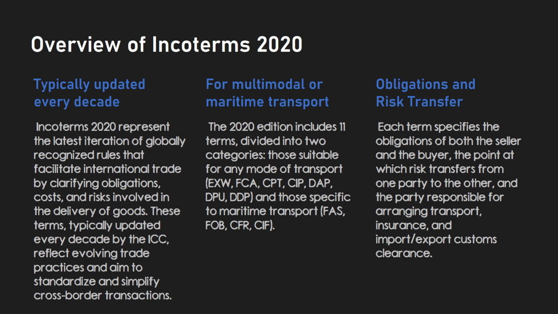Typically updated every decade by the ICC, the 2020 edition includes 11 terms, split between those for any mode of transport and those specific to maritime transport. Each term defines the responsibilities of the seller and buyer, the transfer of risk, and who handles transport, insurance, and customs. By using Incoterms, traders can avoid costly misunderstandings, ensure smoother operations, and better navigate the complexities of global commerce.